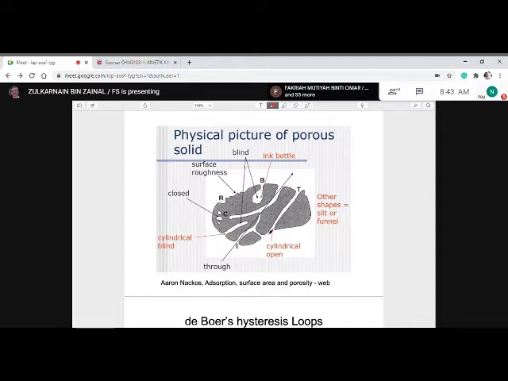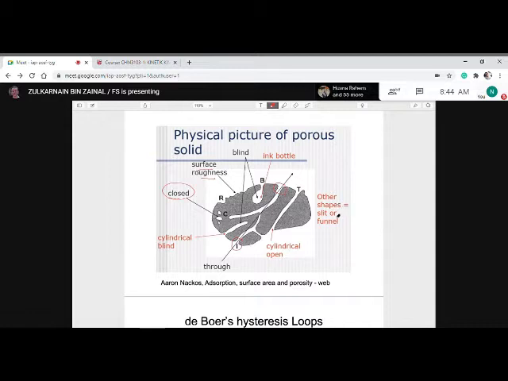And you can also have through pores. Probably it is not a cylindrical type, but it is a through pore also, where it is open on one side, right? So you can have surface roughness. You can also have closed pores. This pore, of course, is not accessible by the adsorbate because it's inside the material.